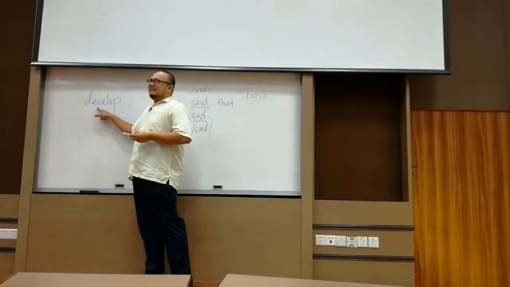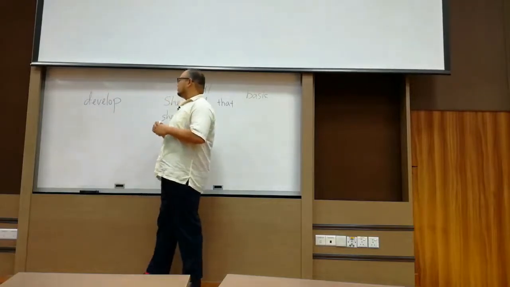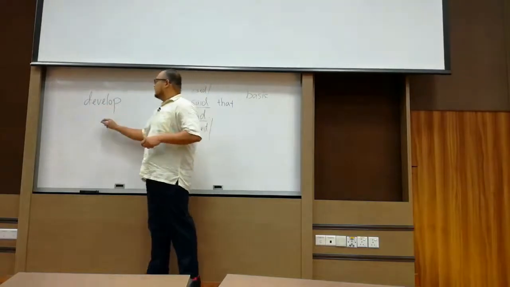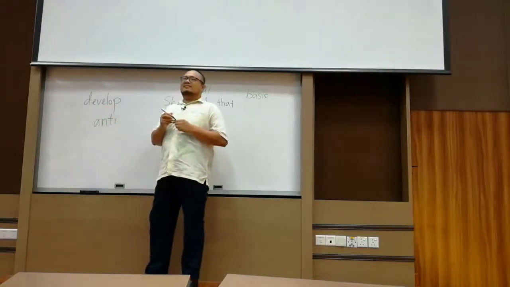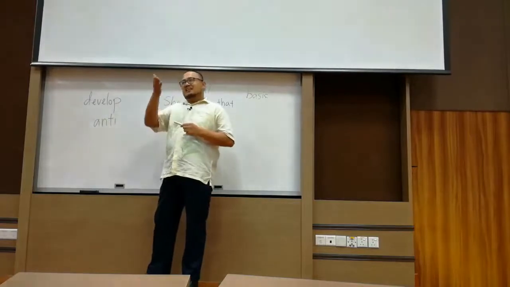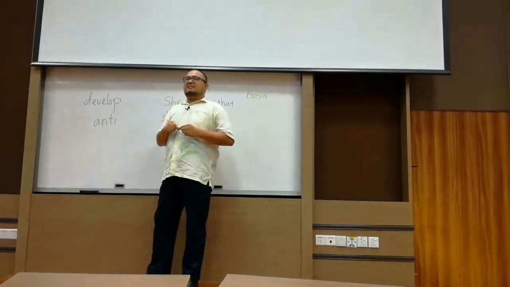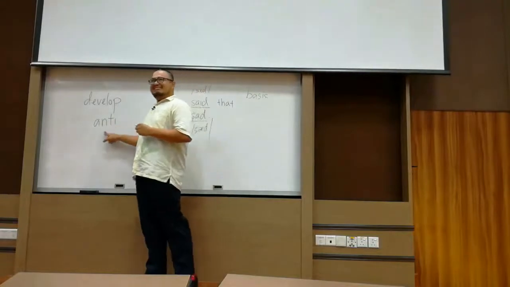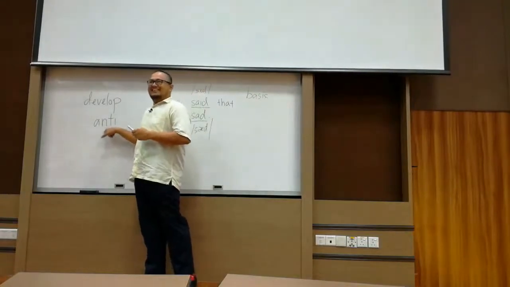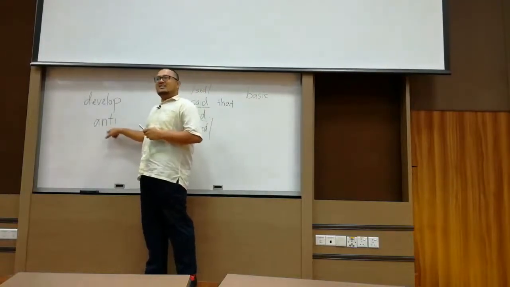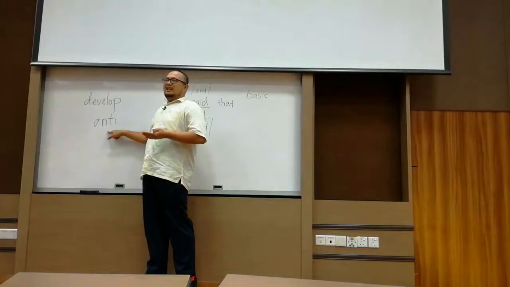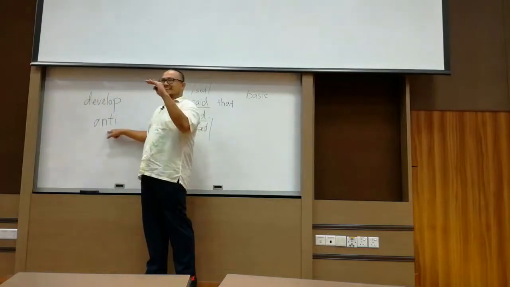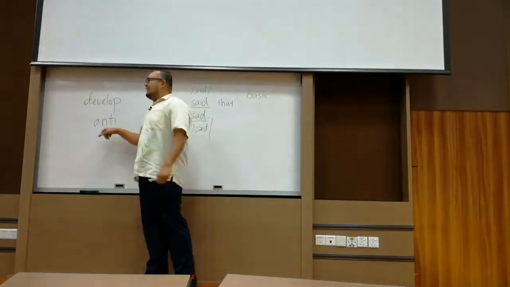And things like this one. It's anti. But we always say anti. Anti is English. Anti is Malay. It's not like that. You have to differentiate.